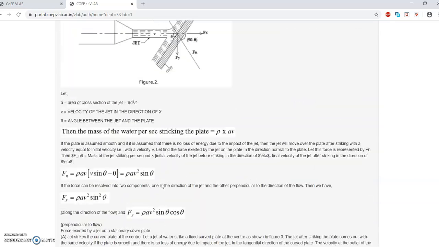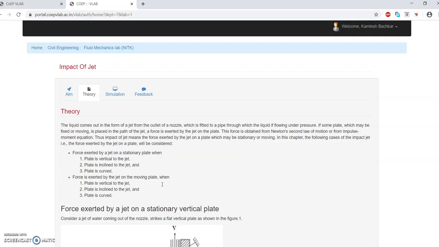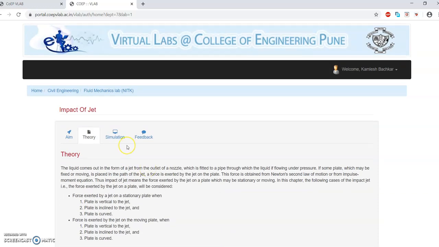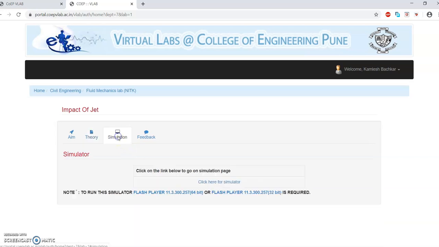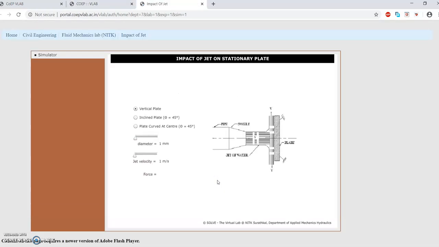You can study that. Now what we will do is try to perform an experiment on the simulation. So click on the simulation. Now it will show you a note saying that you will have to run this simulator. By default, in many cases the simulation is already installed. If it is not installed, you can click here on the simulator, or look at the simulation available here.